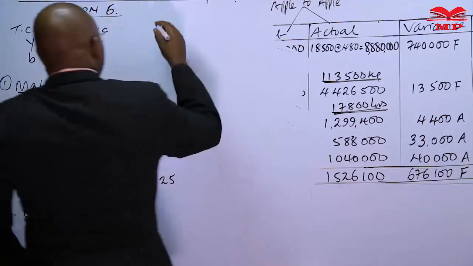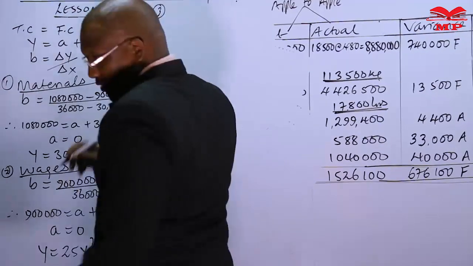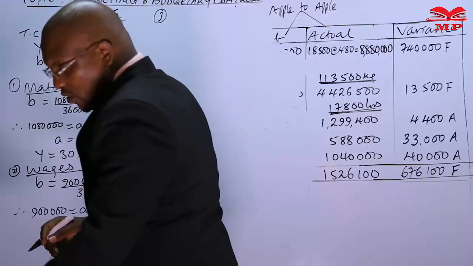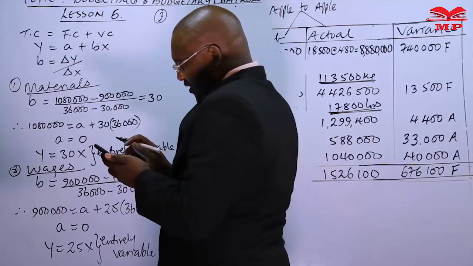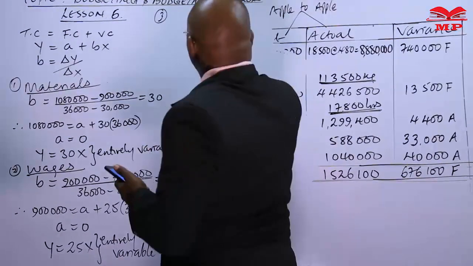Then the next one, which is number 3. Number 3 is depreciation.